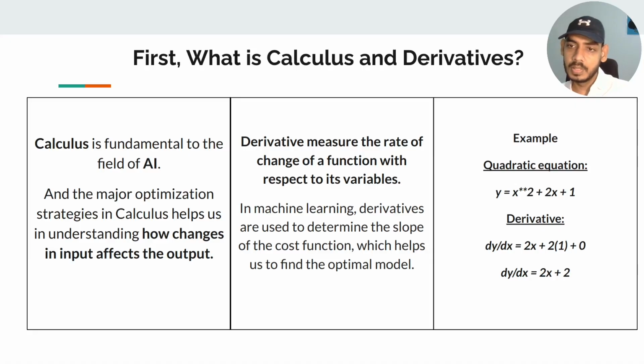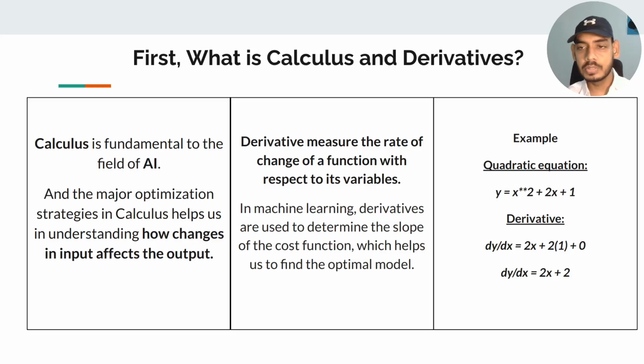Now for an example, you have y is equal to x square plus 2x plus 1, which is a quadratic equation, and you perform the derivative on top of it. You get 2x plus 2 into 1 plus 0. The derivative of 1 is 0 because it is a constant term and doesn't contain any x. The derivative of 2x with respect to x is 2 into 1, which is 2. The derivative of x square is 2x. At the end, we find dy by dx is equal to 2x plus 2.